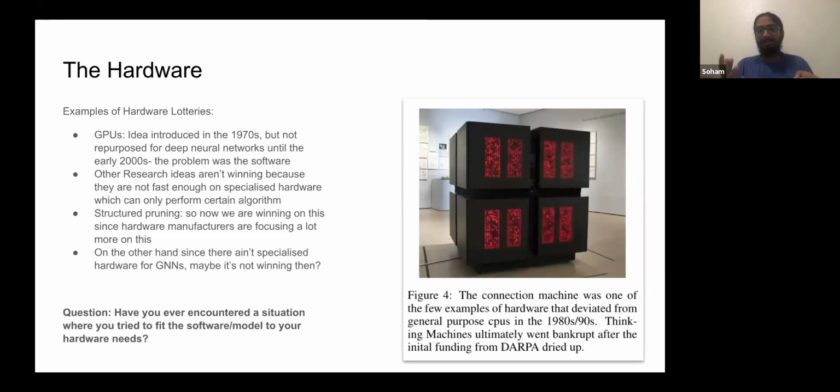And even now, maybe there are other ideas, for instance graph neural networks, which may not be winning right now simply because they are not really suited for our hardware. So we have a question here: have you come across a situation where you tried to run something on your hardware, but it wouldn't run well enough because it wasn't suited? What did you do in a situation like this? If you want to talk about it, just put it in the chat. Because we're running a bit short on time, maybe we can take it up in some time.